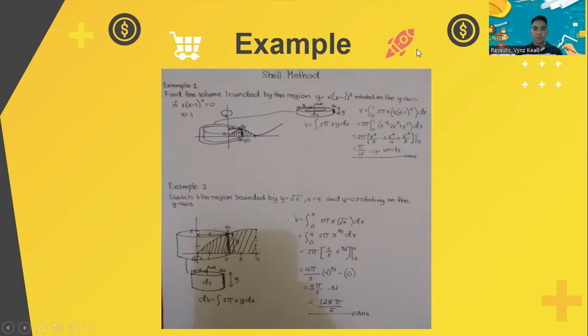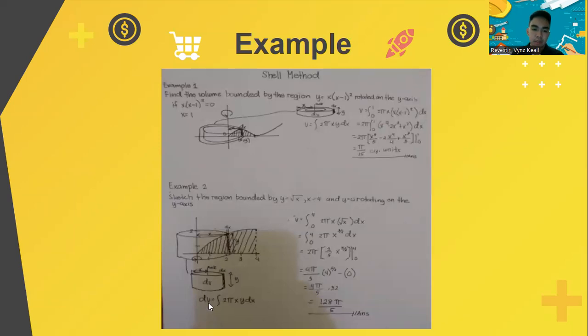So example number 2. Sketch the region bounded by y equals square root of x, x equals 4, and y equals 0, rotating on the y-axis. So this is the graph, with x equals 4 and y equals 0. Rotating on the y-axis, this is the image, and we're going to solve the volume of this.